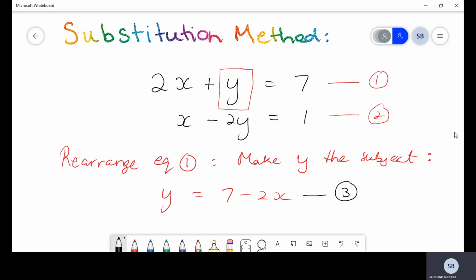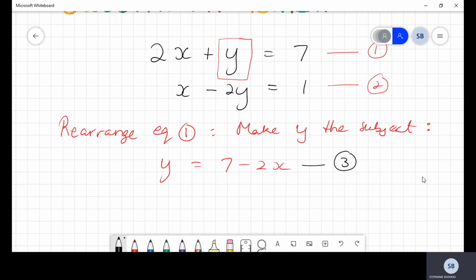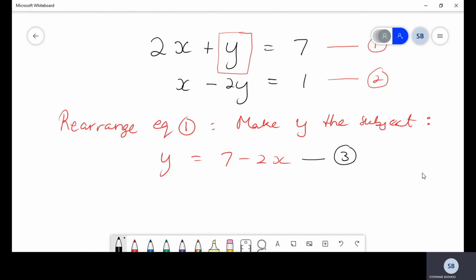So very simple. I have taken the first equation and made y the subject. Now that I have an equation where y is alone, being equal to something, we are going to substitute that into the second equation. So we are now going to substitute y being equal to 7 subtract 2x into our other equation, which is equation 2.